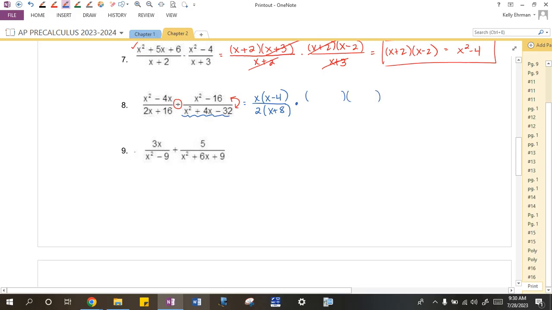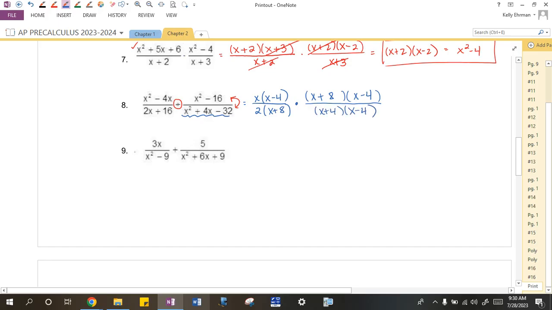So I need to multiply to negative 32 and add or subtract to 4. So it's going to be x minus 8, x plus 4. Oh, nope, sorry. It's going to be x plus 8, x minus 4 to get positive 4. And then x squared minus 16, I've flipped this so it's in the denominator, x plus 4, x minus 4.